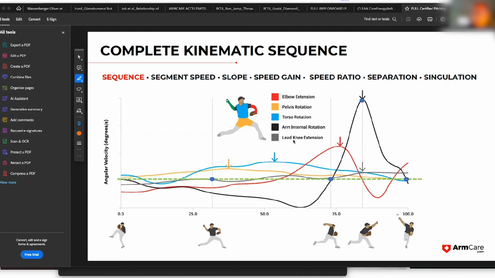So we've got to find that lead knee. I've got colored glasses on, so that lead knee is not going to move as fast as everything else. All right, so we've got this kind of flat line. So what we want to be able to see is this knee extension. Is it peaked out, which it should be at ball release?